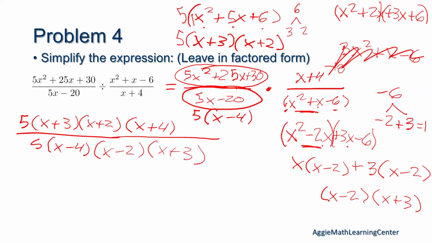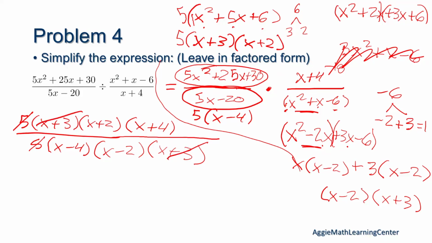Okay, I'm going to draw a line to clean up. Here's what we're left with after factoring everything. Now we want to see if there's anything in common between the top and bottom. I'm seeing that these 5s can divide to 1, and then this x plus 3 can divide to 1.